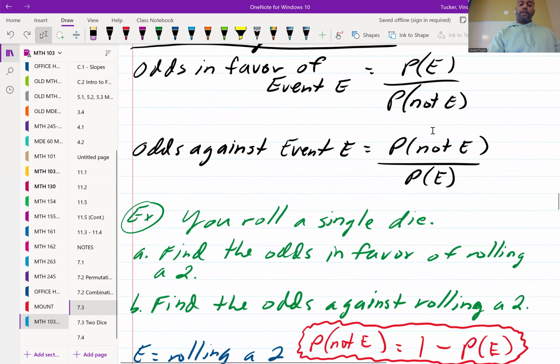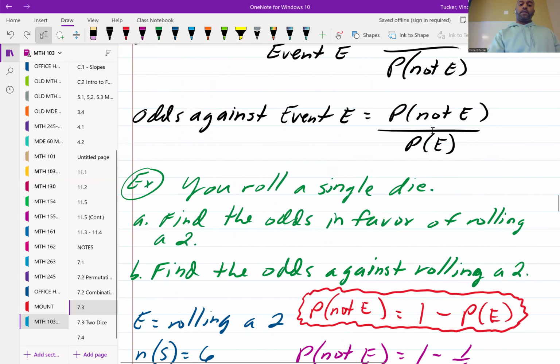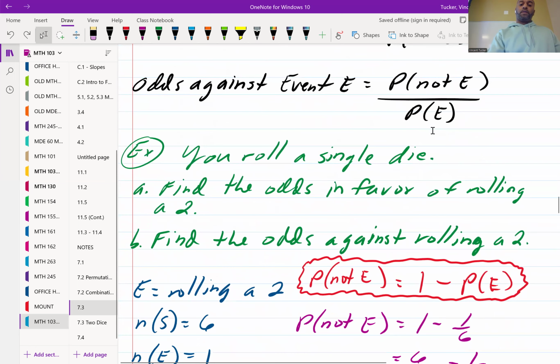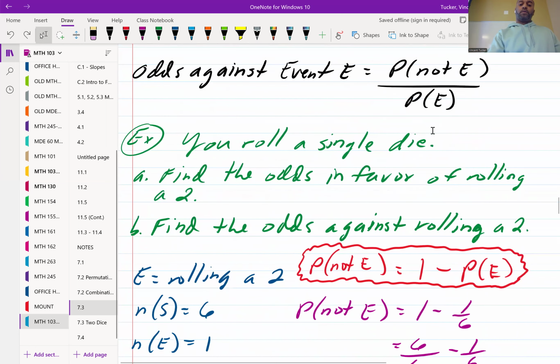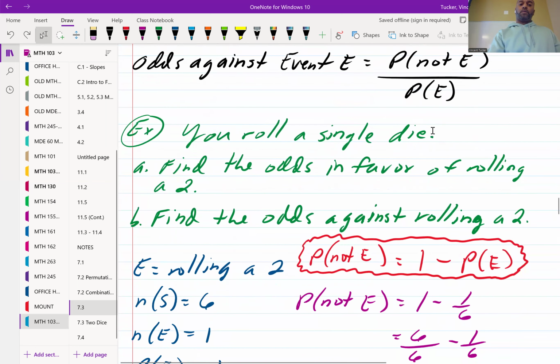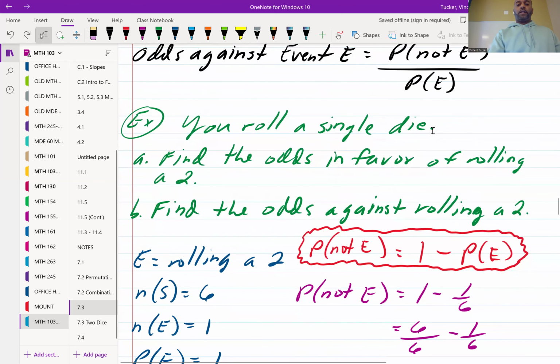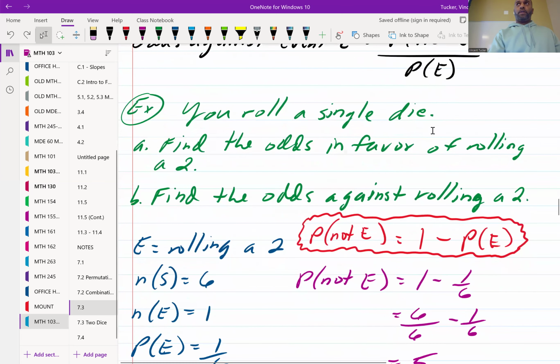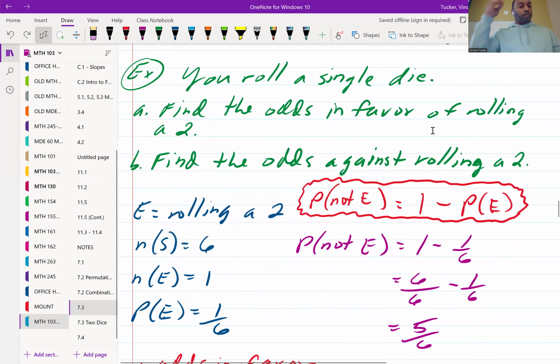Right, holding on to the black. I don't know what the odds against. Scrolling up. All right.